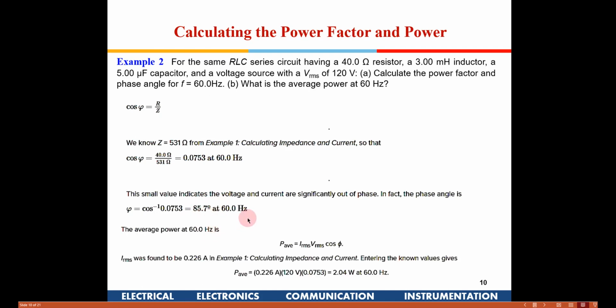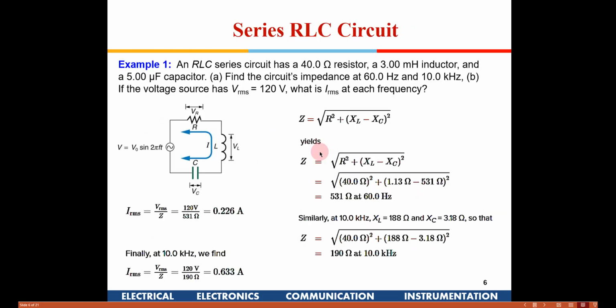Now the average power is Irms, Vrms, cos phi. We found these out in the previous example, so we just substitute the Irms, Vrms and cos phi values. At 60 hertz, this is the power which we get. You can do the same computation for 10 kilohertz also, right? And if you want to find out the power at resonance, the maximum power which will be pulled out from this circuit will be at resonance.